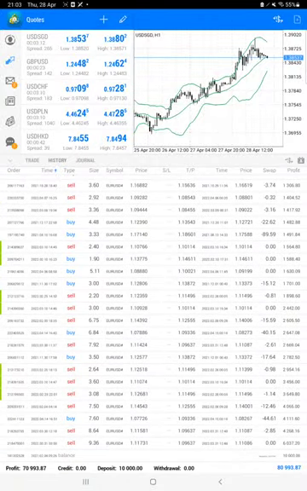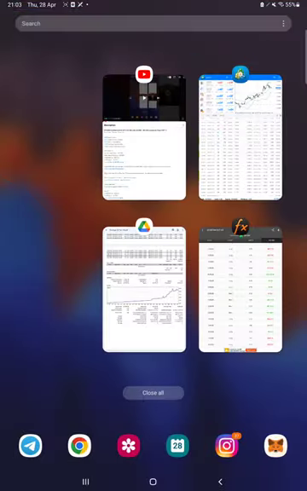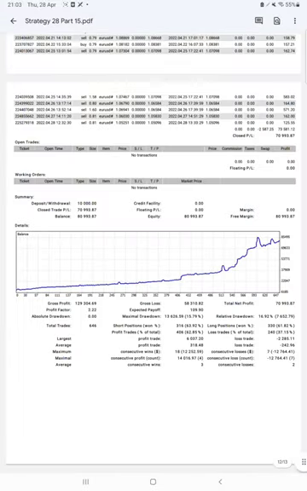So the current total profit is $70,993. Here is the current balance, which is $80,993. After that, the next part is the trading account statement. All the statistics we can match here as well. The graph, we can see it is constantly growing.